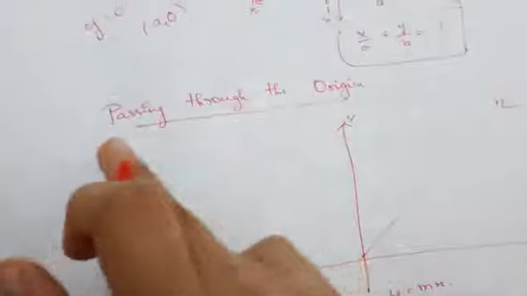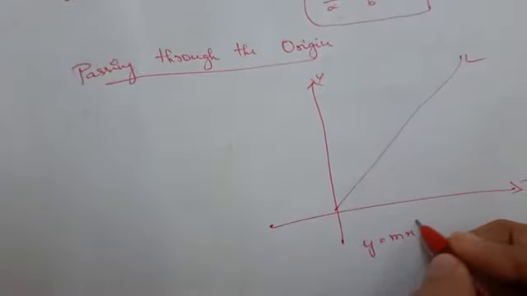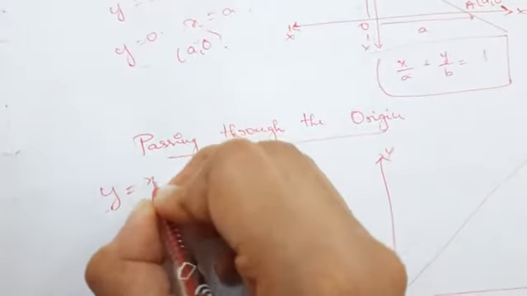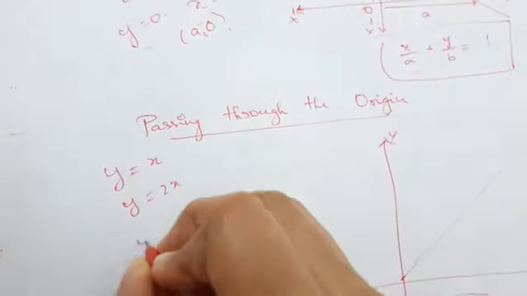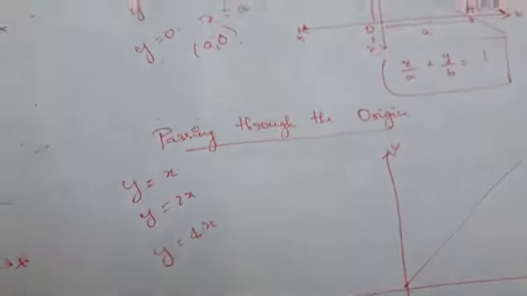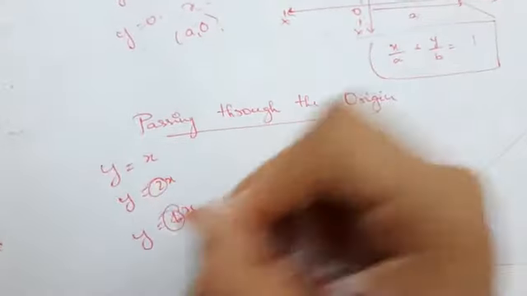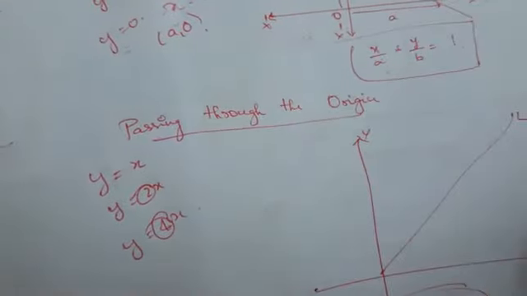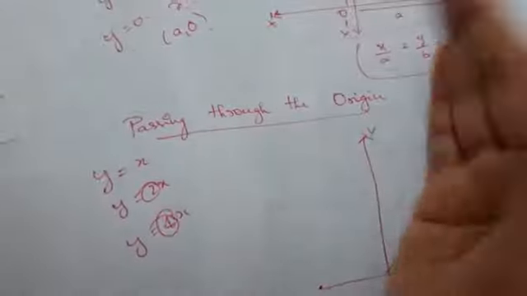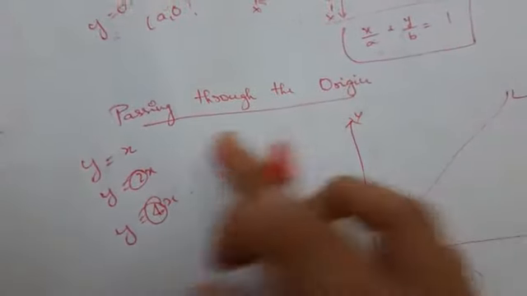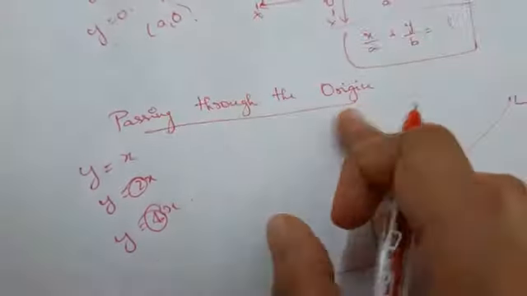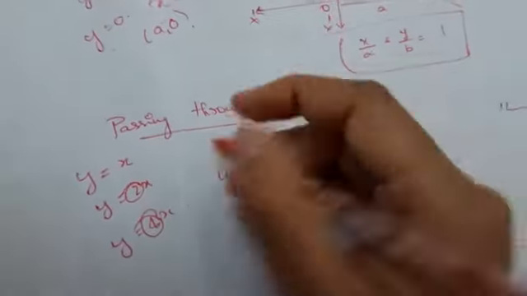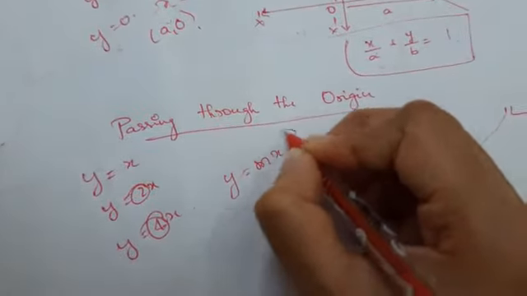The next is the line passing through the origin. If a line is passing through the origin, then the general form will be y = mx. So if the equation is y = x or y = 2x or y = 4x, here this 2, this 4 is nothing but the slope of the line. The greater the value of slope, the more the inclination will be. So when we are talking about a line passing through the origin, the equation of the line will be in the form y = mx.